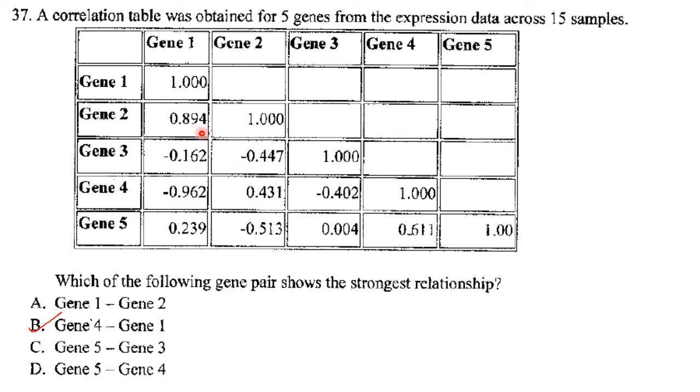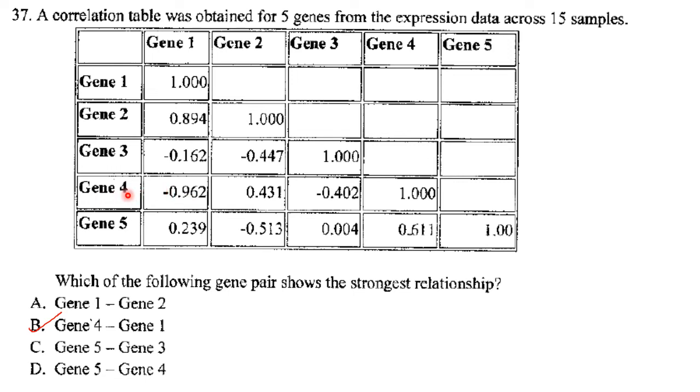So it is a strong correlation, a strong positive correlation because the sign is positive over here. Then comes gene 4 and gene 1. That is an even higher value than 0.8. So it is a very strong negative correlation because it has got a negative value over here.